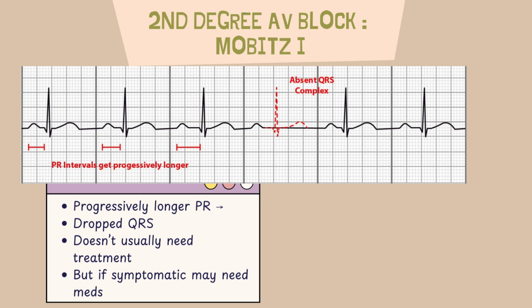This one is usually also benign, especially if the ventricular rate stays adequate. But if it becomes symptomatic or the dropped beats become more frequent, we might need to think about intervening.